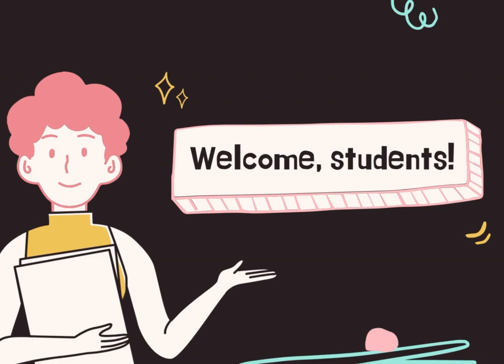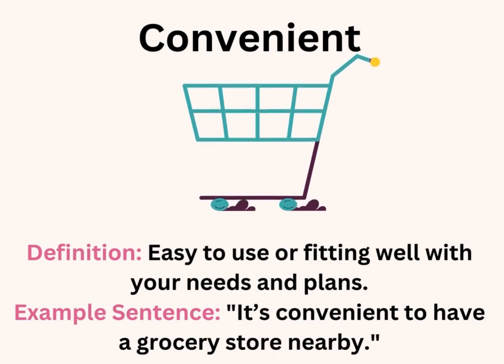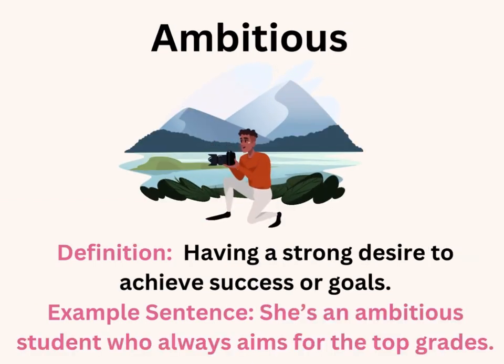Here's a quick recap before we move on. Convenient. Ambitious. Definition: having a strong desire to achieve success or goals. Example sentence: she's an ambitious student who always aims for the top grades.